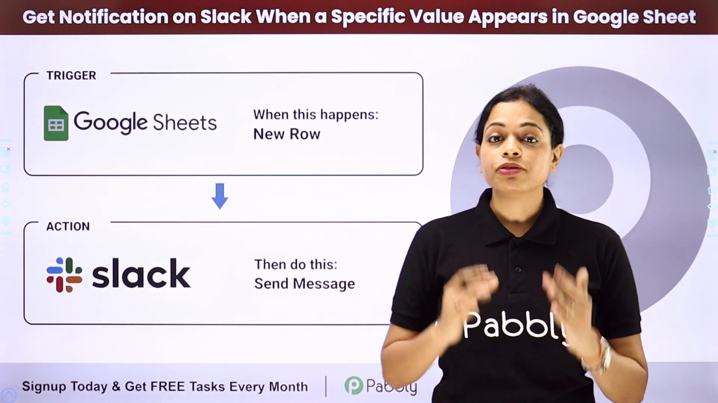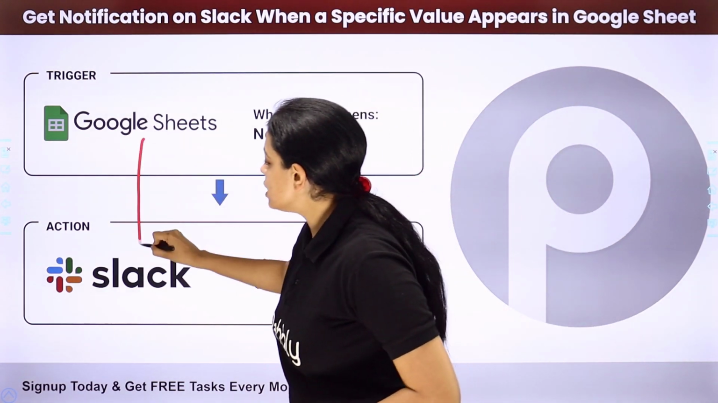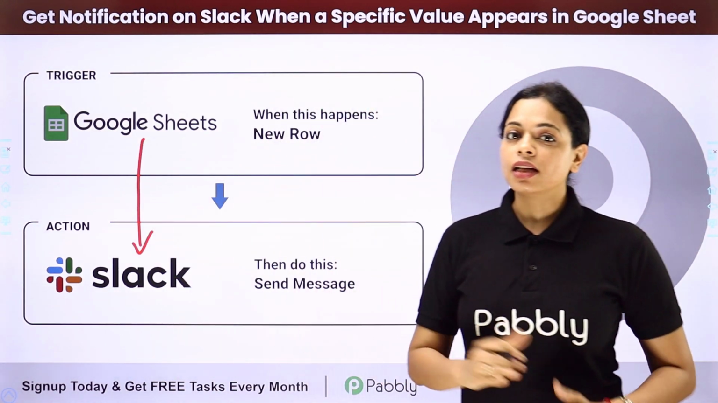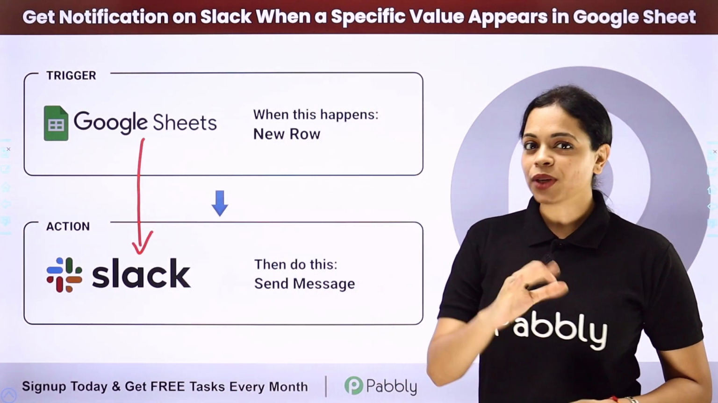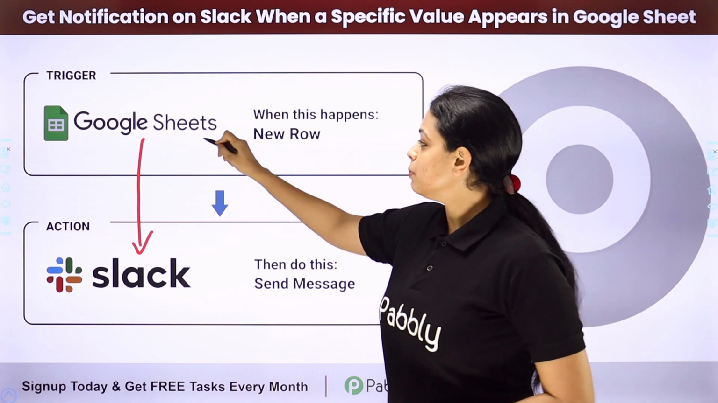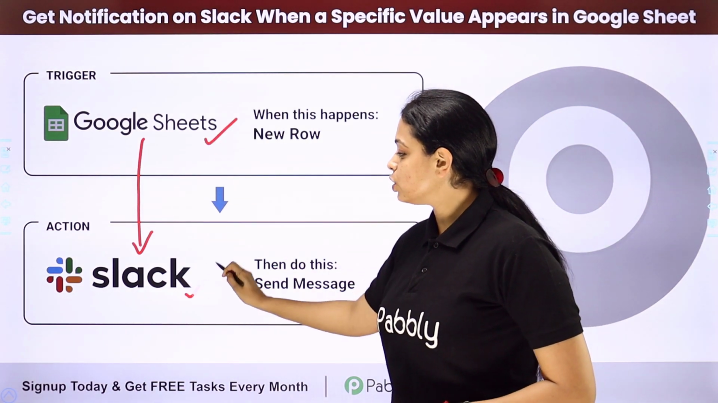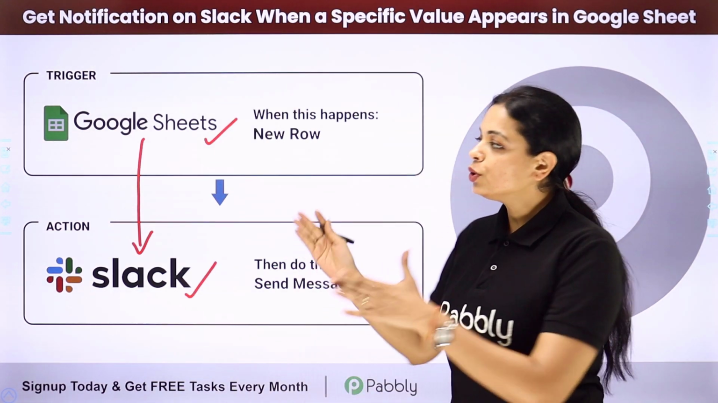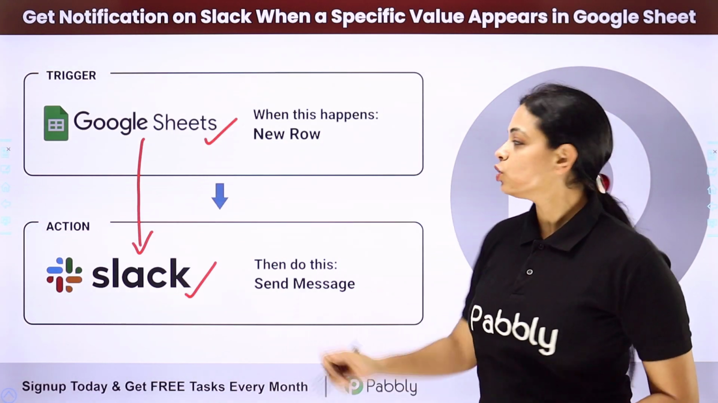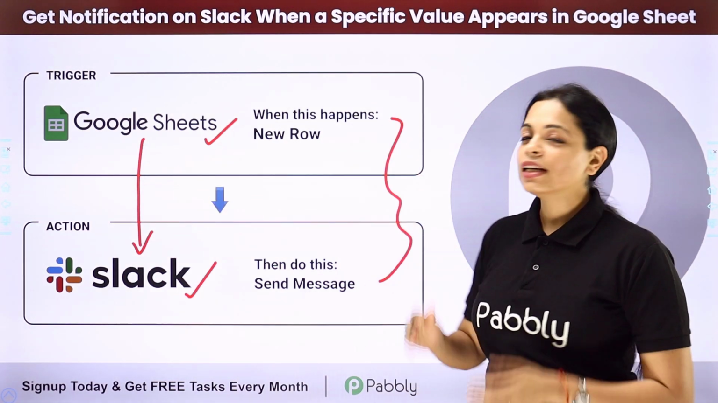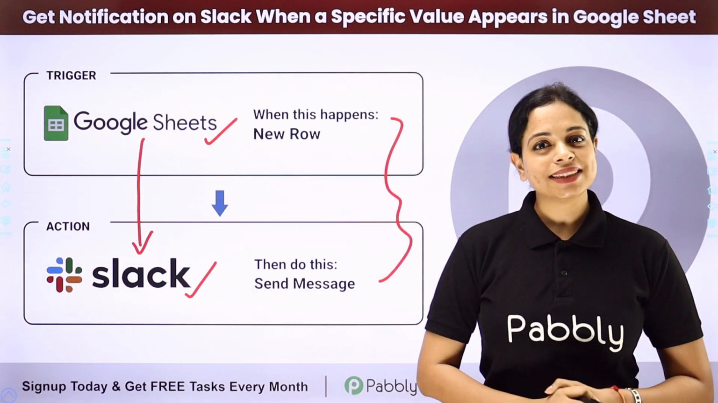How can that be done? For this, I'll have to integrate Google Sheets and Slack, and the same thing can be done using Pabbly Connect software. So here, my trigger application will be Google Sheets and my action application will be Slack. Now, how can you do this yourself? Integrate and automate this entire process? To understand that, let me take you to my screen.